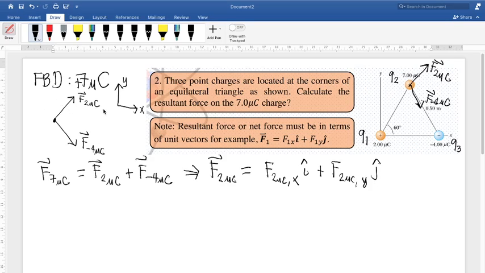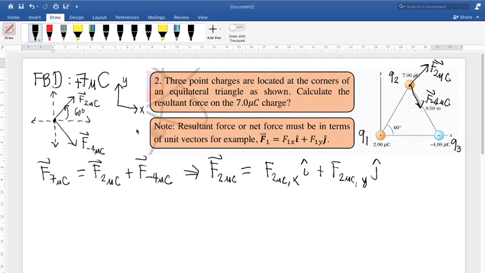As you can see here, for the 2 microcoulomb charge force, we have to make a coordinate system where our origin is the 7 microcoulomb charge. Look at what the angle of the 2 microcoulomb charge is. This is the angle from the positive x-axis. Looking at our configuration, we can see that it is equal to 60 degrees, because they are in the same line of interaction.